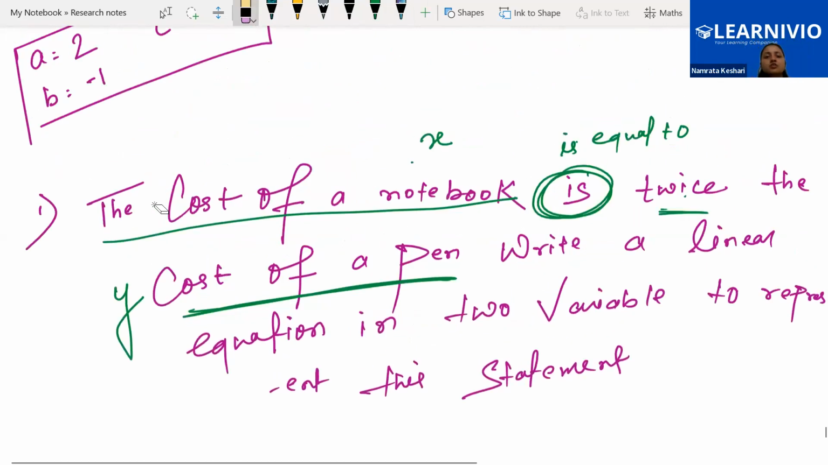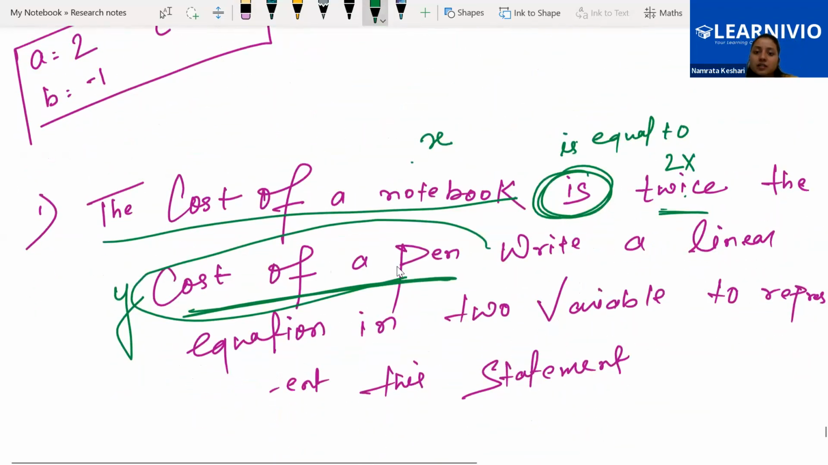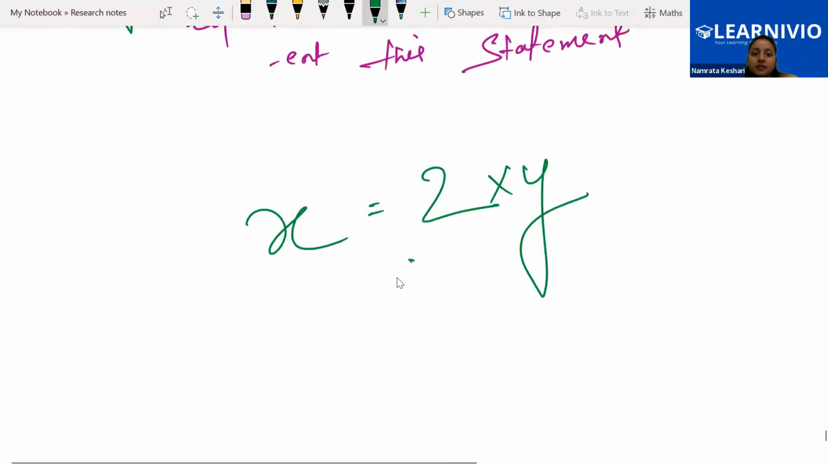Let's summarize everything. The cost of a notebook. Do we know? No, we have assumed it as x. Is means is equal to, twice means 2 into the cost of a pen, which we have assumed as y. So can we write x equals 2y? Are you getting it from the given statement? The first two lines, that's it. Yes, ma'am.